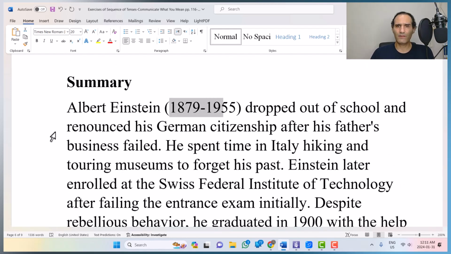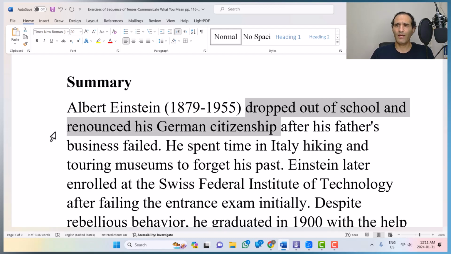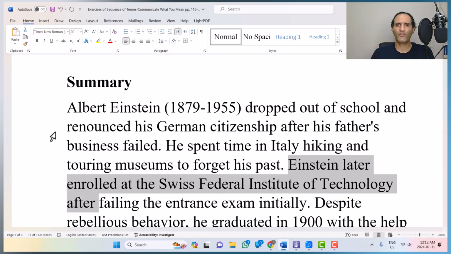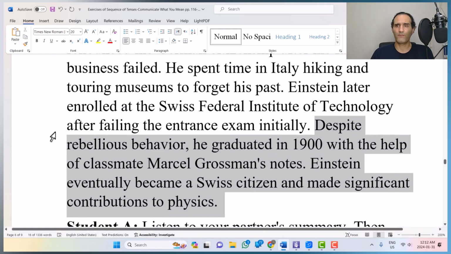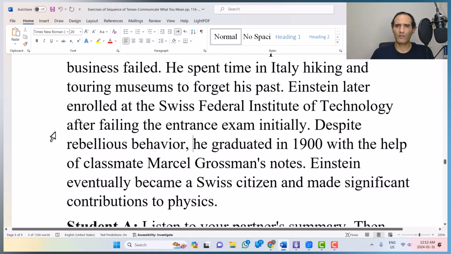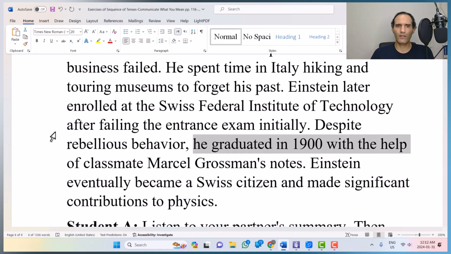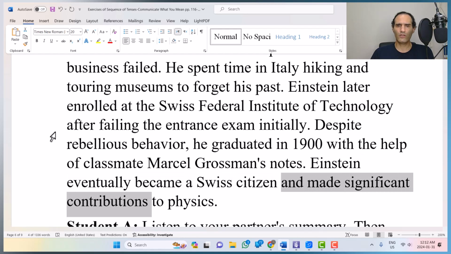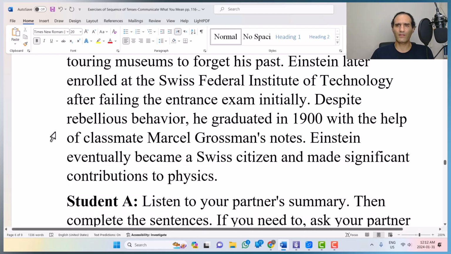Albert Einstein, 1879-1955, dropped out of school and renounced his German citizenship after his father's business failed. He spent time in Italy, hiking and touring museums to forget his past. Einstein later enrolled at the Swiss Federal Institute of Technology after failing the entrance exam initially. Despite rebellious behavior, he graduated in 1900 with the help of classmate Marcel Grossman's notes. Einstein eventually became a Swiss citizen and made significant contributions to physics. Okay, the summary of the part.